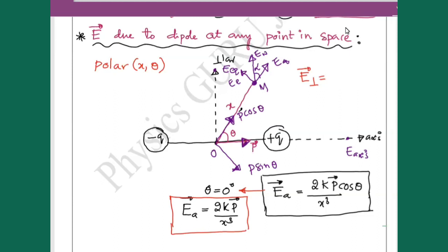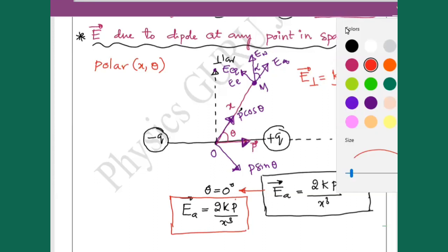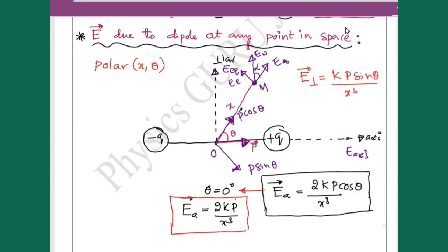So what should I write? Can you tell me? Now K into P sin theta by X cube. Is it clear? Here there is no requirement of the P vector, right? Is it clear, all of you? Yes, sir. So we'll close this one, put it in a box. So Kp sin theta divided by X cube.